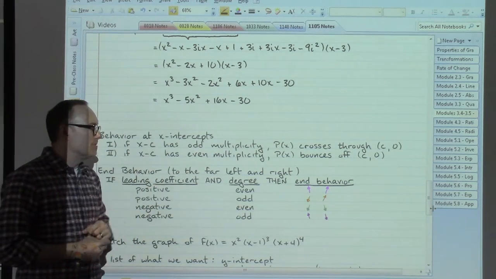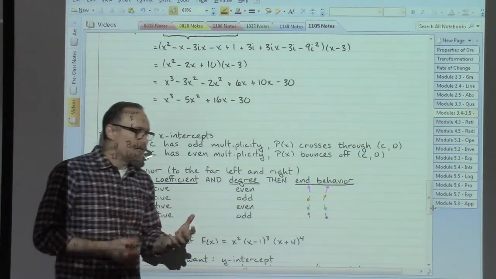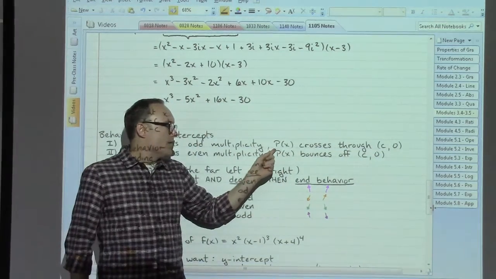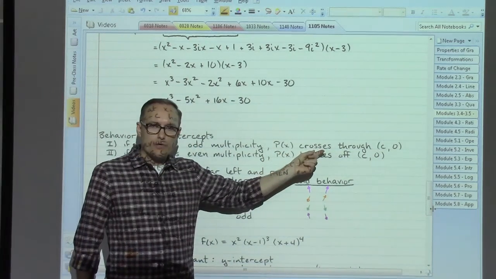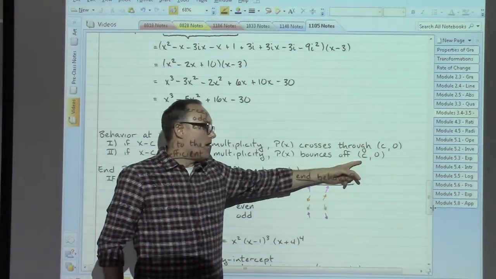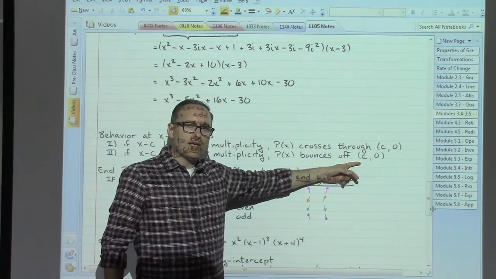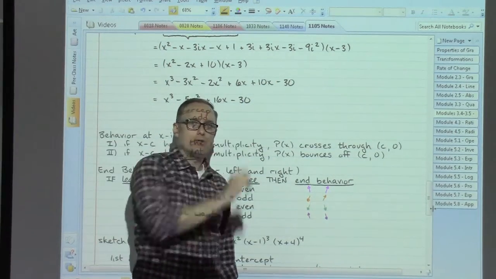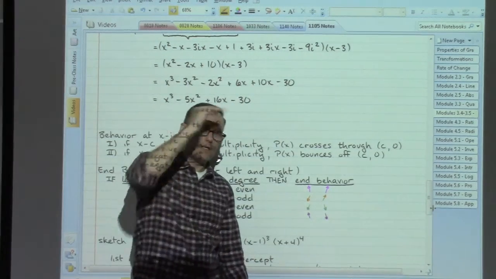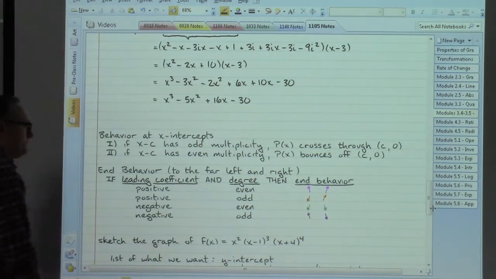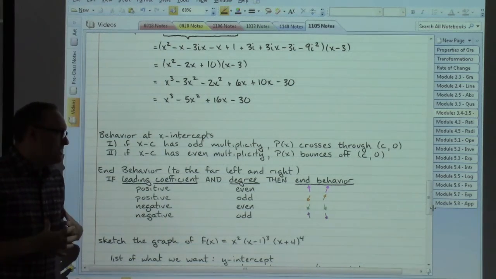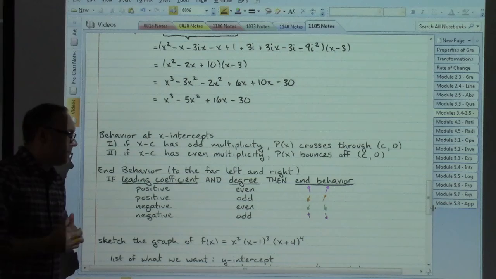If there's an odd multiplicity with our factor, with our zero, then the x-intercept is going to show our polynomial crossing through. But if our multiplicity is even, then our polynomial is going to bounce off of that x-intercept. So it could bounce off, literally bounce, or it could bounce off as though you were throwing a ball at the ceiling. It'd go bounce off the ceiling, boink.